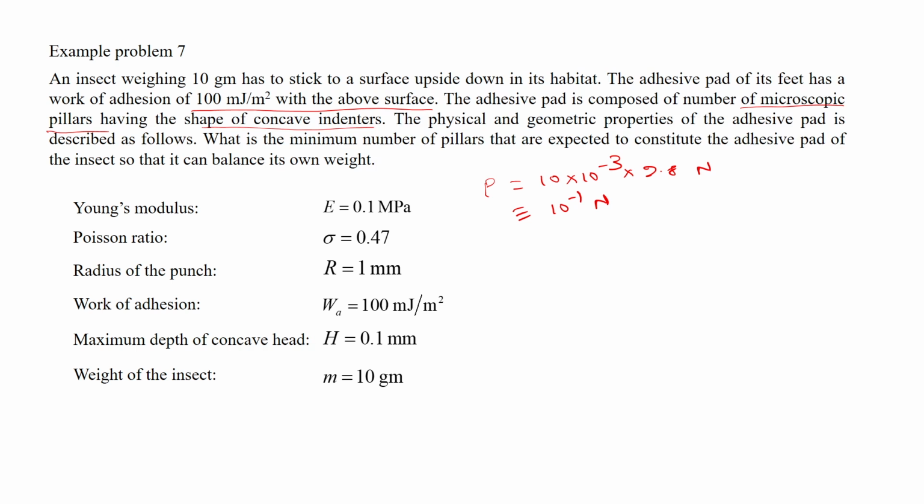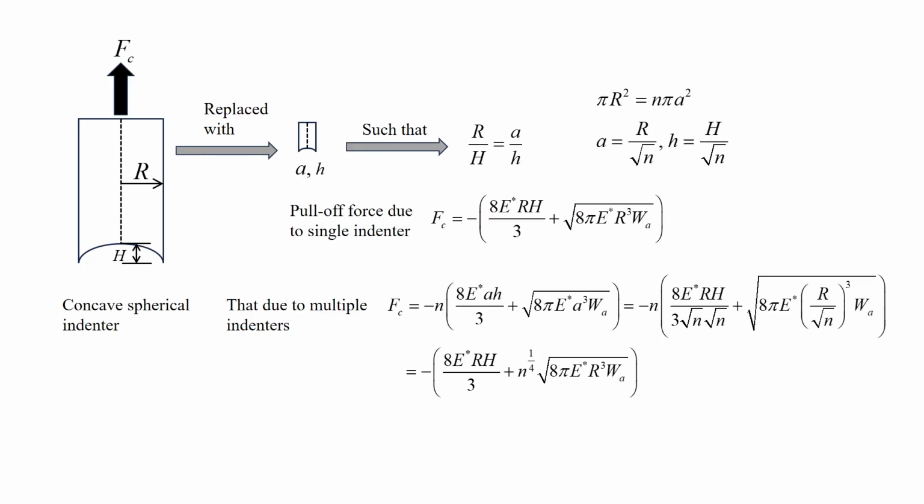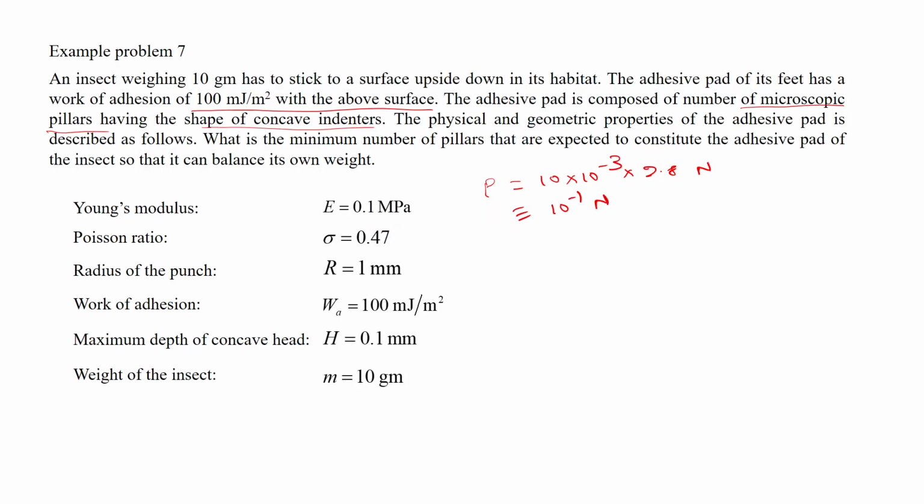Of course, it has got several feet, but taking all the feet together, how many adhesive pads are required, that is what we are looking at. Here all the values are given, and now let us see if we can say something about the number of pillars that is required. Here F will be given as 8 E star R H by 3, so 8 into E star is 0.1. So, E star needs to be found out. Let me find out E star here.